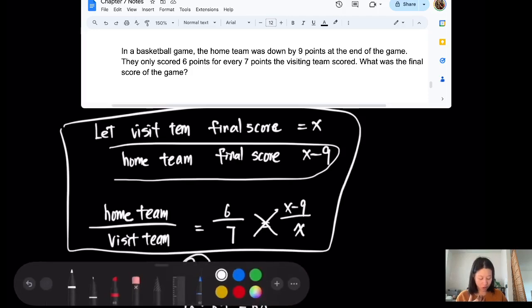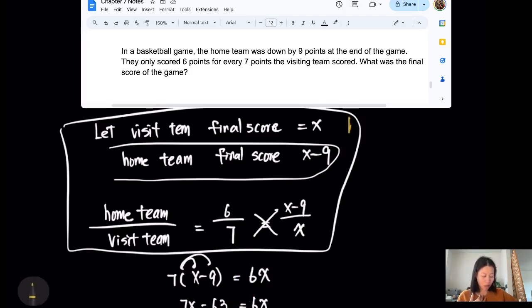Or you can also set up the equation like this: I set the home team as x. In that case, the visit team, at the end of the game, is 9 points higher, so it's going to be x plus 9. It depends how you set up the equation.